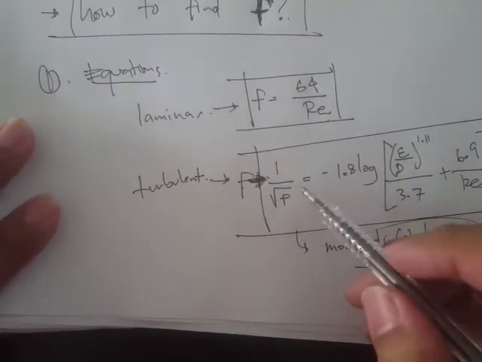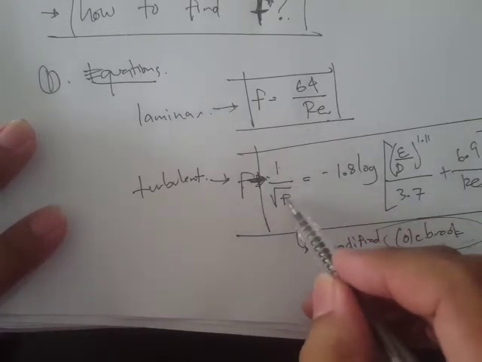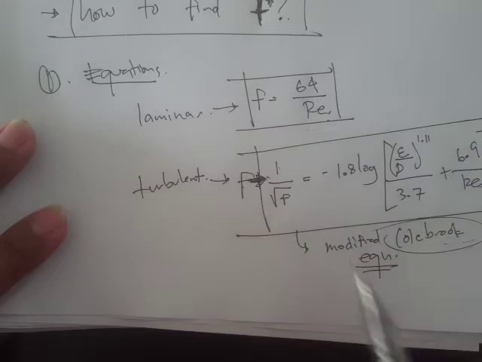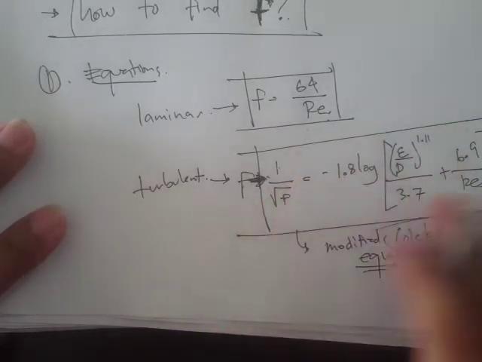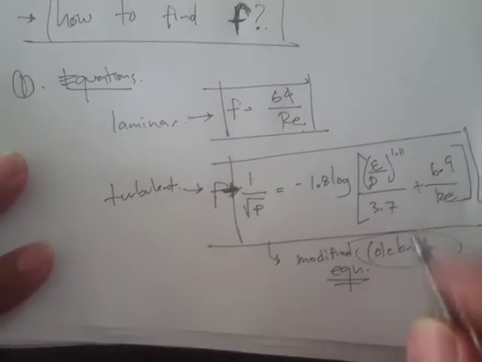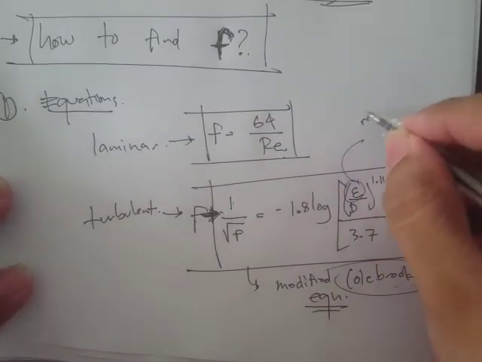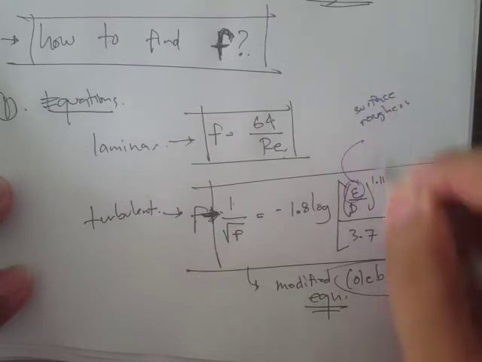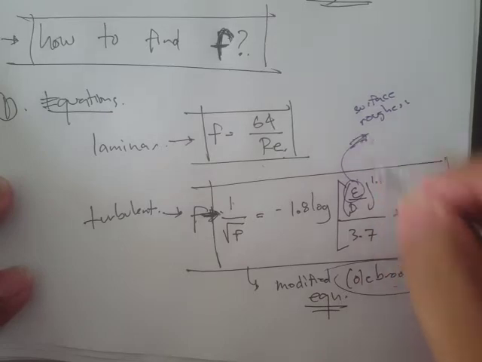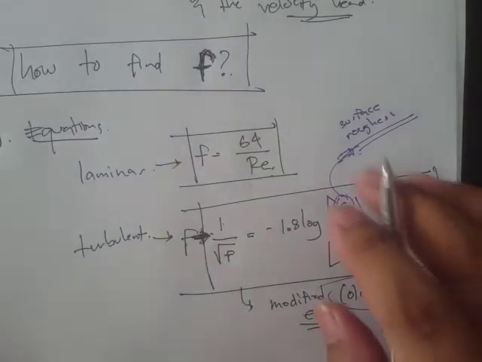Just take note that when you use this equation, it is 1 over square root of f, so you have to extract f from the square root sign after you've done the computations on the right-hand side. This epsilon is what we call the surface roughness, and D is the diameter. Now the question is, where do we find the surface roughness?